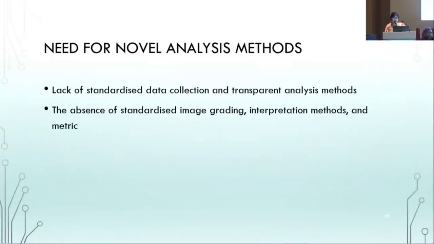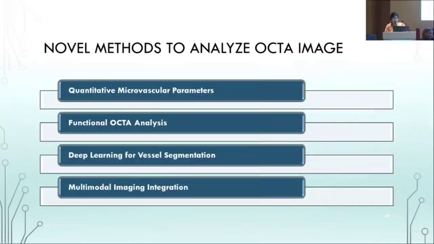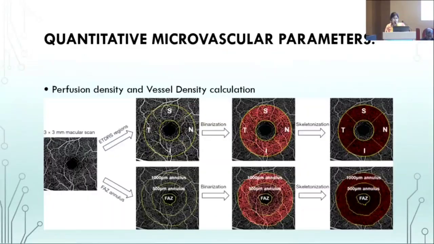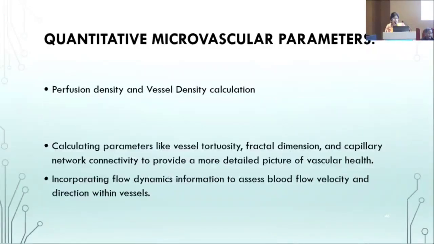The need for novel methods arises from the lack of standardization of data collection and transparent analysis methods, and the absence of standardized image grading, interpretation methods, and metrics. The novel methods are quantitative microvascular parameters, functional OCTA analysis, deep learning for vessel segmentation, and multimodal imaging. The quantitative microvascular parameters include perfusion density and vessel density calculation, and calculating parameters like vessel tortuosity, fractal dimension, and capillary network.